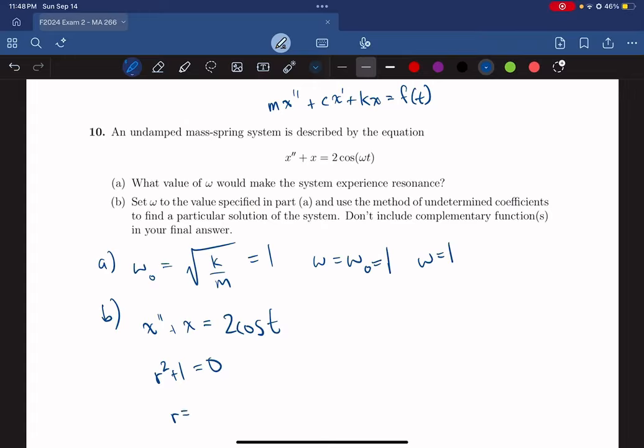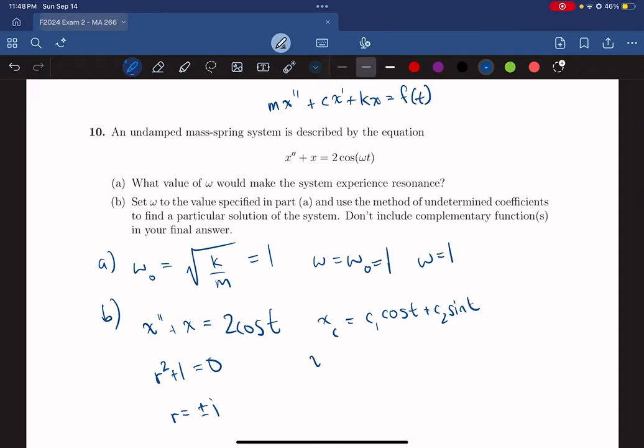From here we can get that it's a complex eigenvalue with a real part of 0, so it's plus or minus i. From there we can build our xc, which is c1 cosine of 1t, because it depends on the coefficient of i. If it was plus or minus 2i, then you would do c1 cosine of 2t, but it's just 1, so c1 cosine of t plus c2 sine of t.